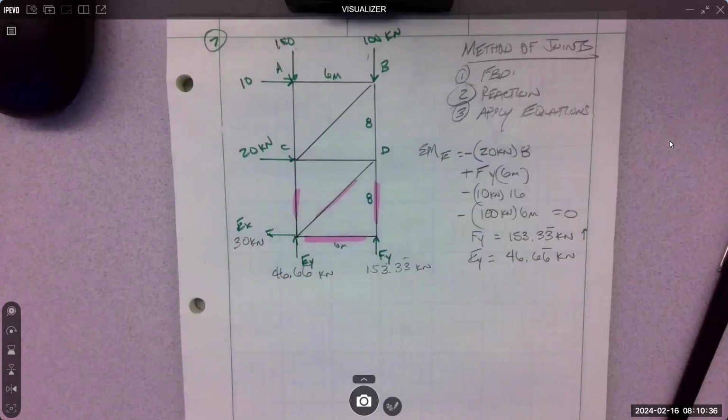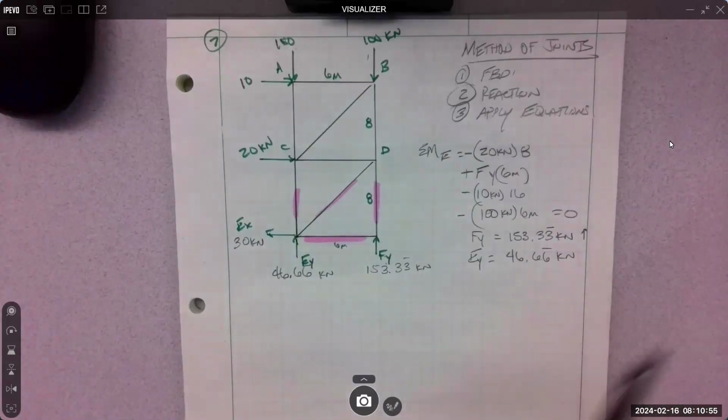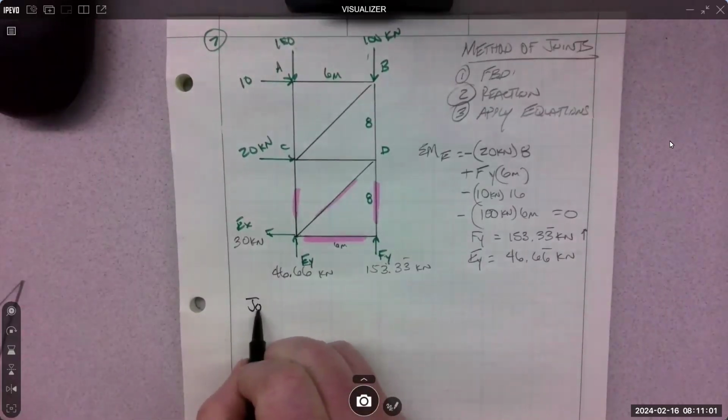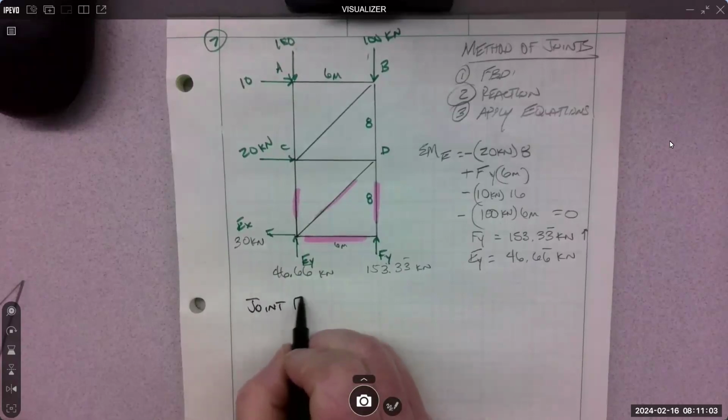Method of joints says start somewhere, pick a spot. You can pick anywhere, but I would choose the simpler ones, the ones that have two unknowns or less. F is a great spot. It is a T, not a cross, but a T. Joint F.